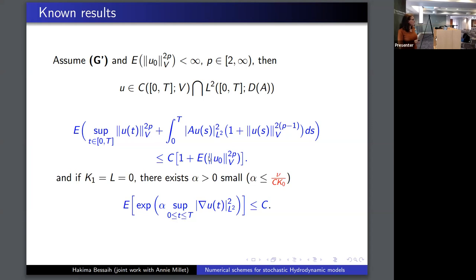If the noise is not only additive but bounded, and you have the coefficient alpha small enough, of the order of viscosity divided by K0, which is the intensity of the noise, then you have an exponential moment of the H1 norm, the gradient of u in L2. This is also typical. It has been proven by Martin and Hairer in one of their papers, and it's not difficult. We also proved it in our paper with better estimates.